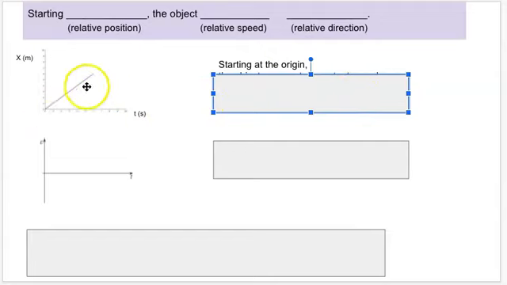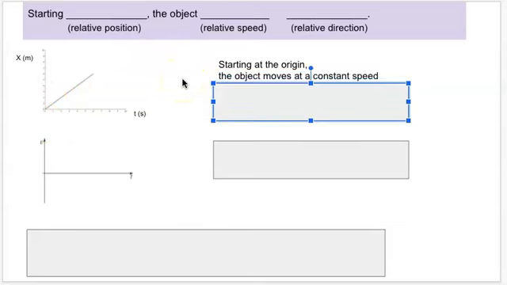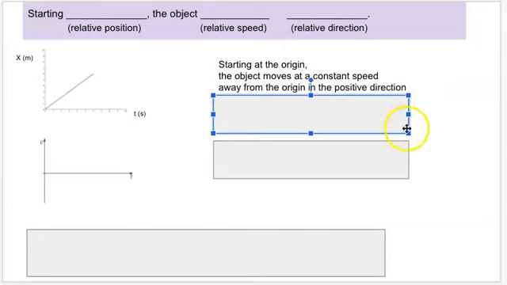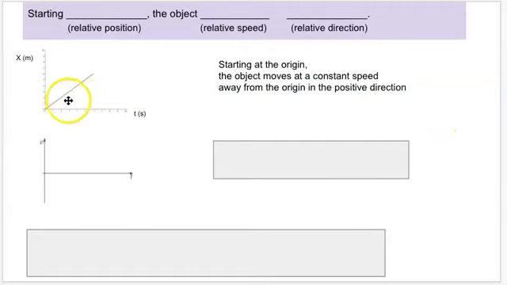You see the slope is constant and positive. So starting at the origin, the object moves at a constant speed, and it's moving away from the origin in the positive direction. Okay? Starting at the origin, the object moves at a constant speed, constant rise over run, away from the origin in the positive direction. So we want to create a velocity time graph.